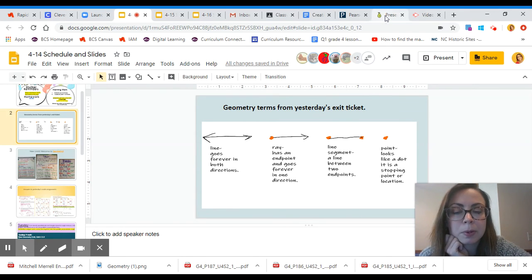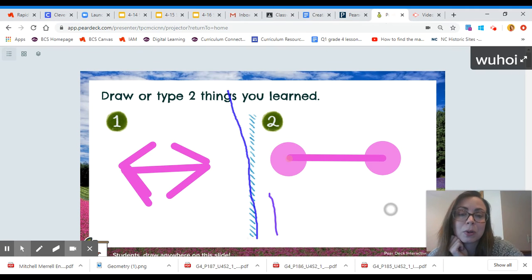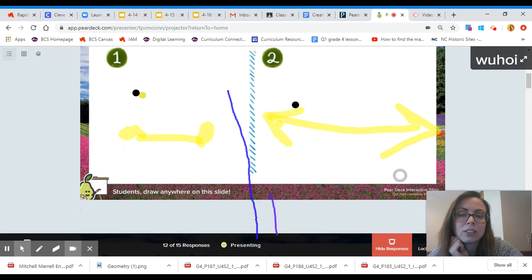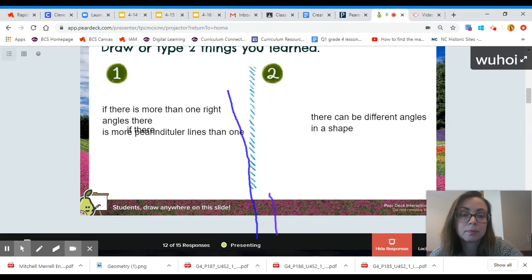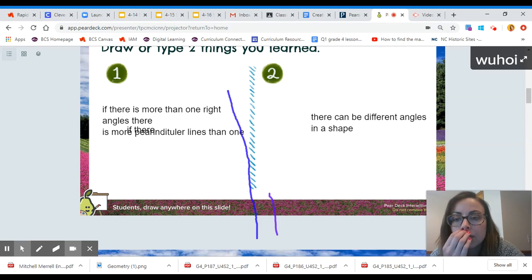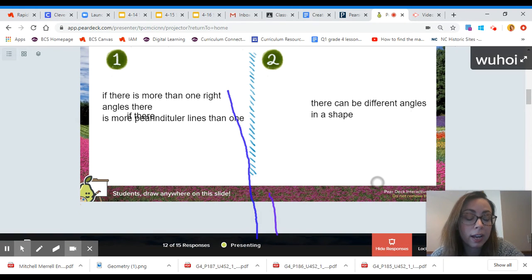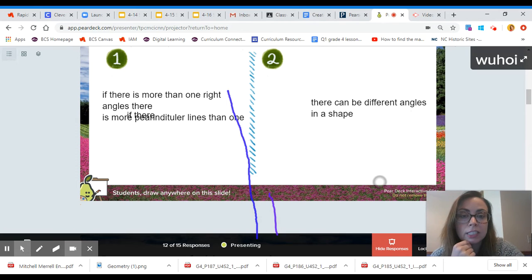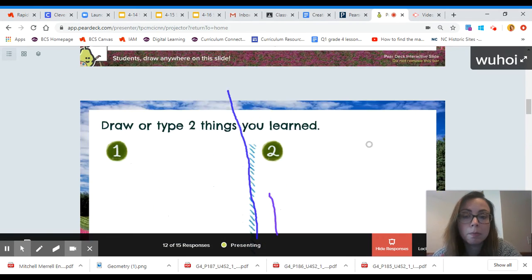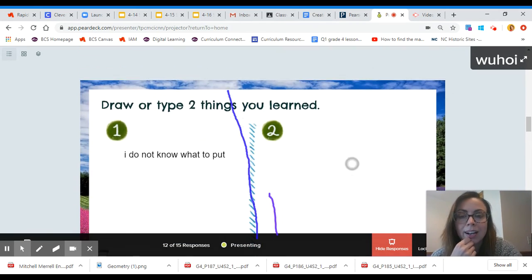And so that was why someone wrote that that's what they learned today. And a lot of kids wrote that today. So those were probably the ones who missed those yesterday. If there's more than one right angle, there are more perpendicular lines than one. Yes, that was a good takeaway for today. There can be different angles in a shape. Absolutely. I don't know what to put.